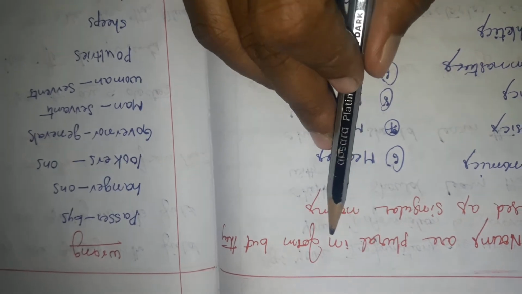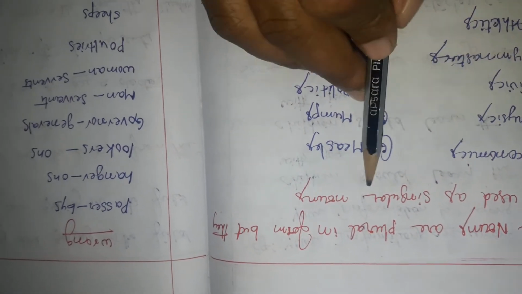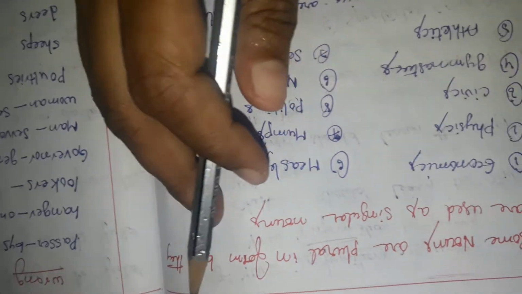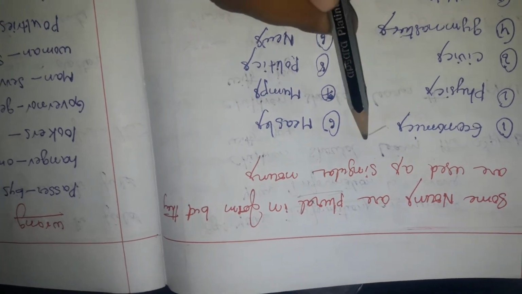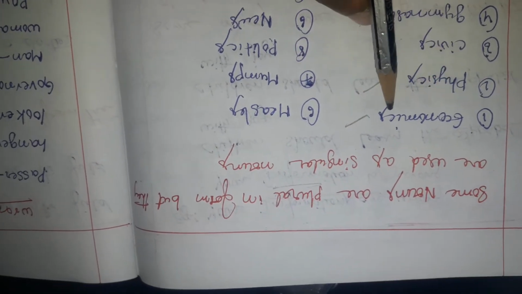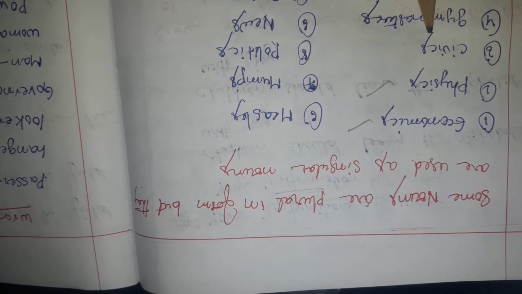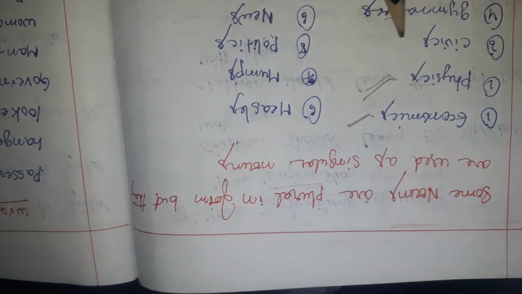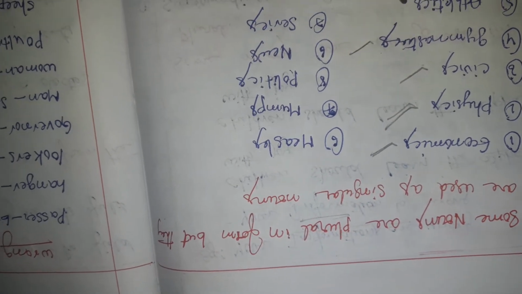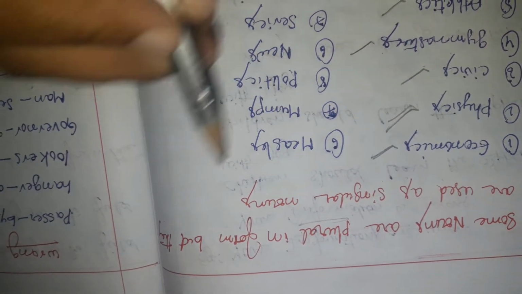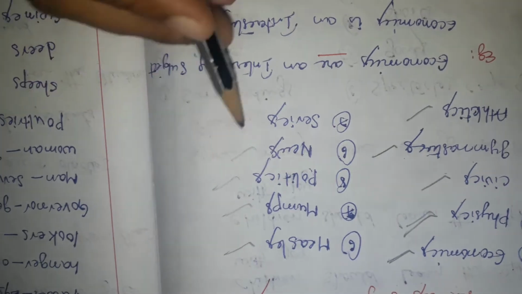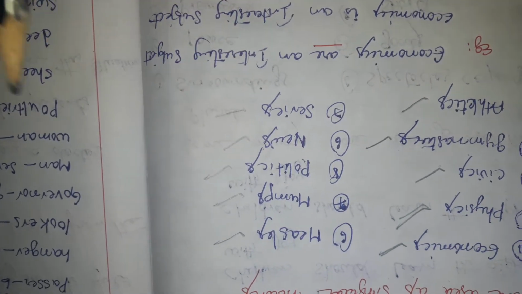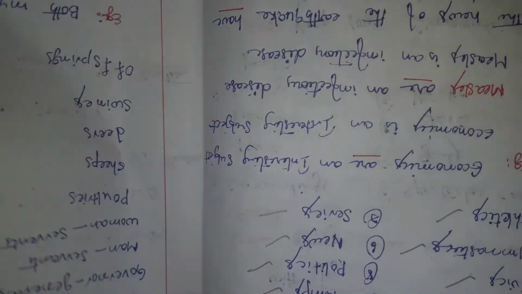Next. Some nouns are plural in form, but they are used as a singular noun. These are plural nouns, but they are always used in the singular form, like subjects: economics, physics, civics, gymnastics, athletics, missiles, maps, politics, news, and service. I hope you understand this. Here are some examples.